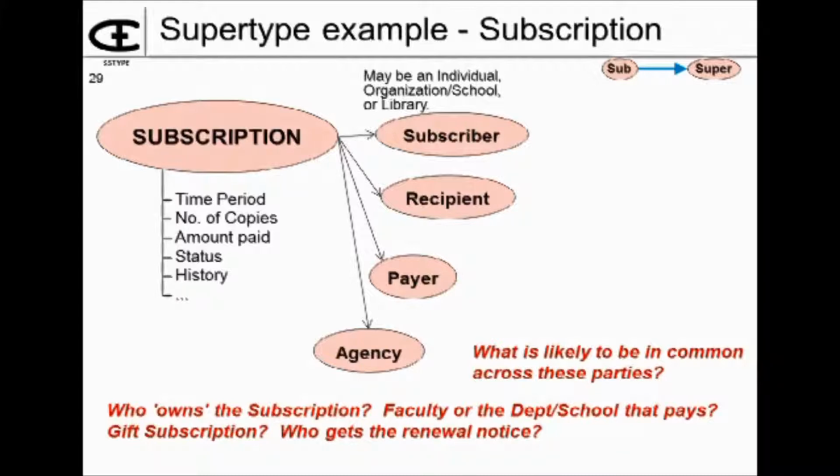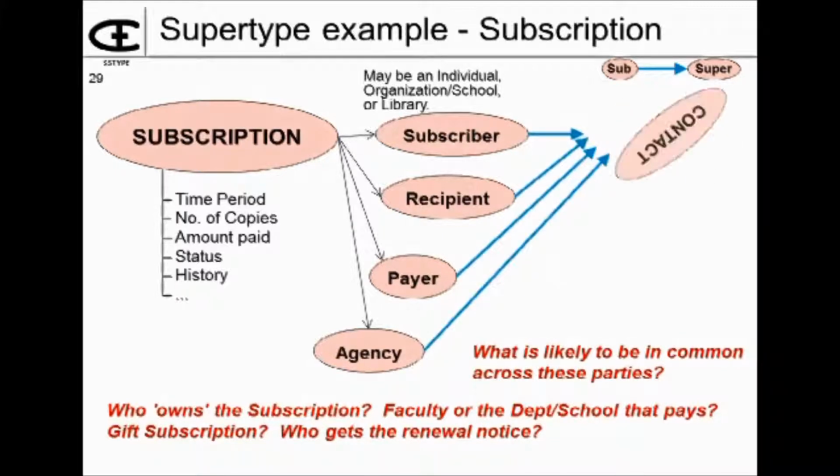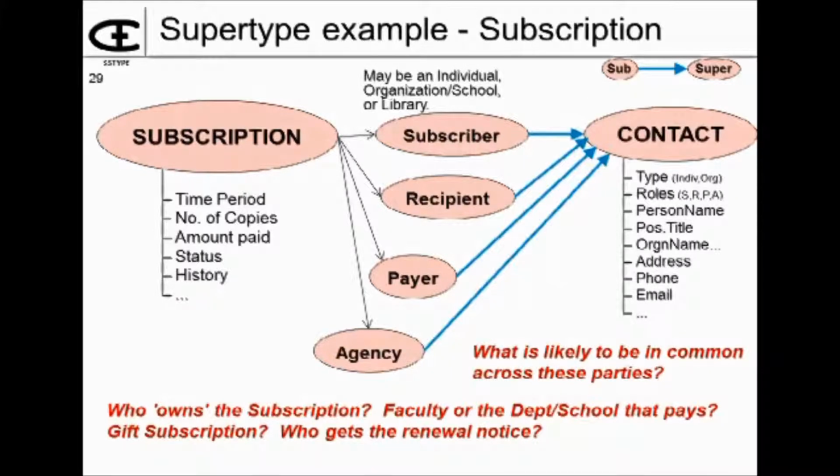What would some of the attributes of subscriber be? Name, address, email. What would be for the recipient? Certainly address, name. What about payer? Have we uncovered some commonalities? Yeah. Okay. Call it a contact or something like that.